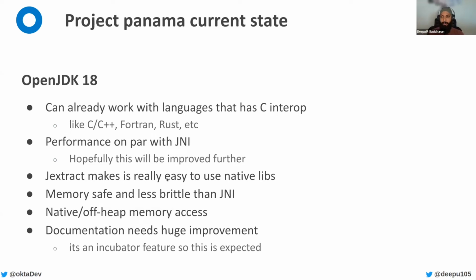And Jextract is amazing too. It makes working with native libraries so easy. I mean, imagine if you are using OpenGL without Jextract. That's so many functions there. So with Jextract, with one command, it creates that API for you, and then you just need to know which methods to call. That's it. And it's definitely memory safe and less brittle than JNI. You also have native off-heap memory access. You don't have to work with the entire JVM memory to have any memory access. You can do that in a much safer and more efficient way.